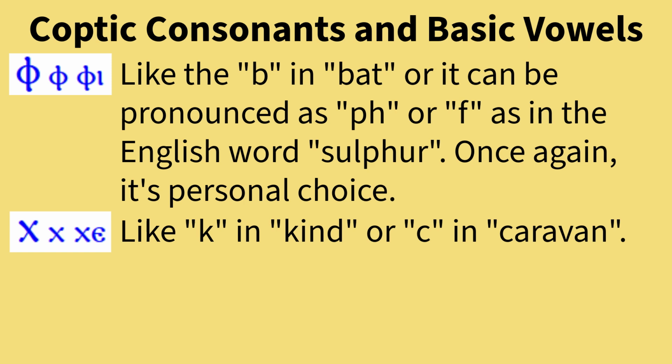This next letter is also a letter with some choice in terms of its pronunciation. So it's like the B in bat, or it can be pronounced as F, as in the English word sulfur. Once again, it's personal choice. So some people will pronounce this letter as B, and others will pronounce it as the letter phi, which is more similar, of course, to its Greek counterpart.